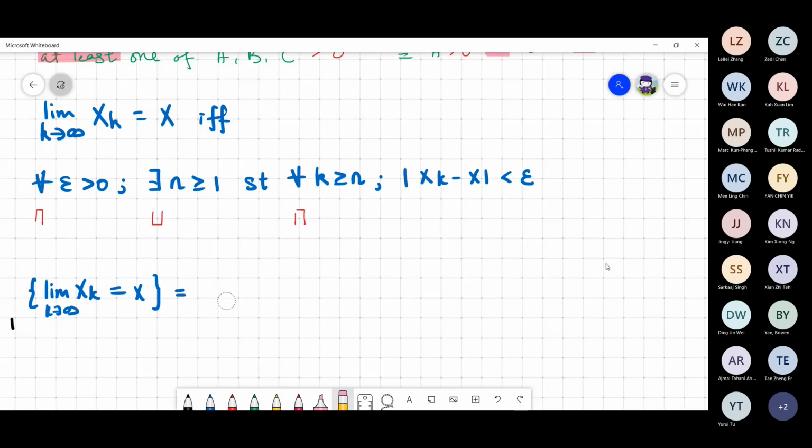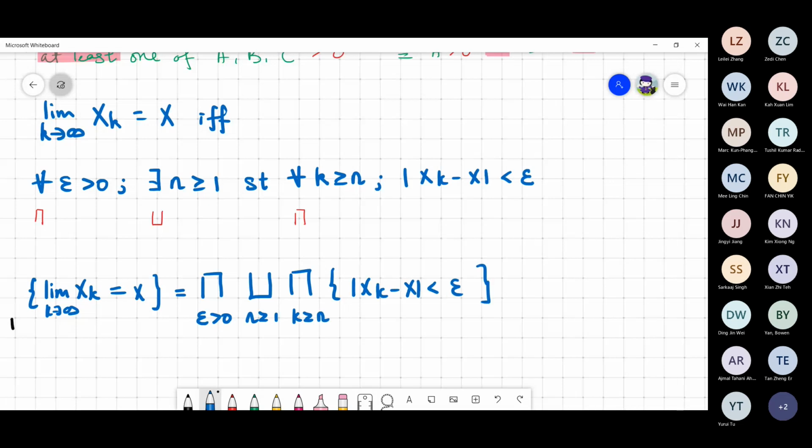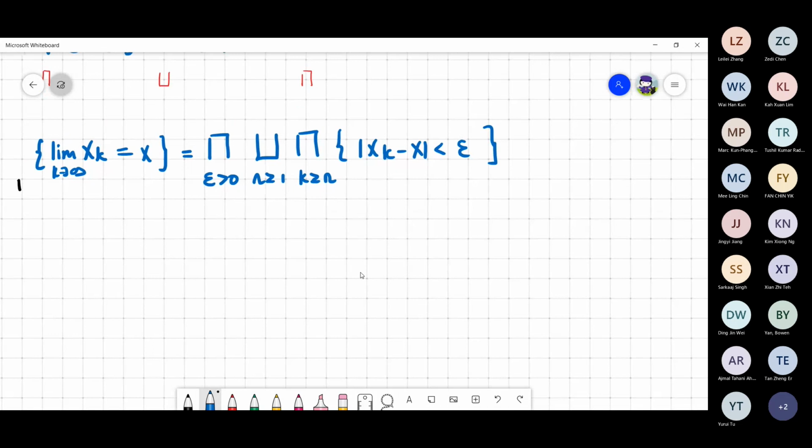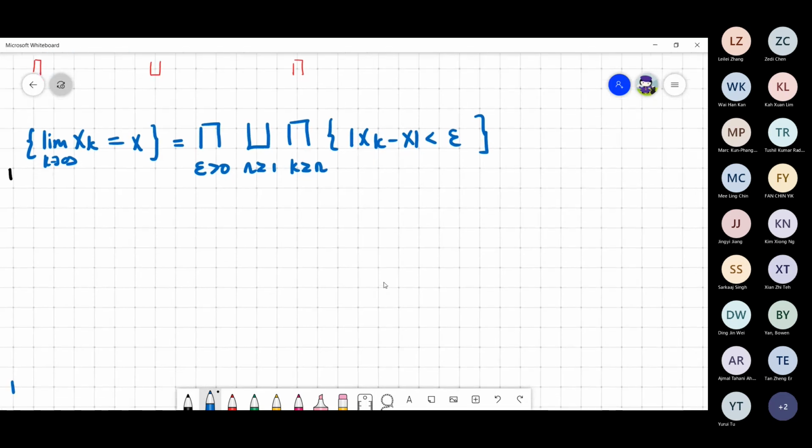Maybe I use a red color. Never mind. So the intersection for every epsilon greater than 0, union for every natural number n larger than or equal to 1, and intersection for every k larger than or equal to n, with these conditions. Right, so this is how we can get the statements over here. Alternately, you may just remember we have these statements over here.